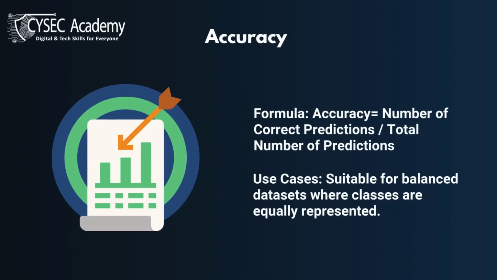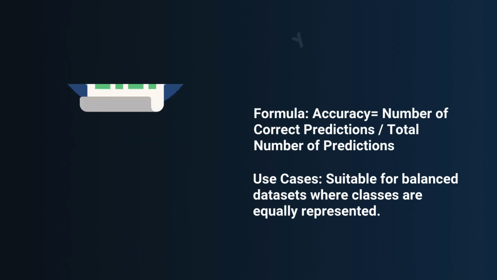1. Accuracy. Accuracy measures the proportion of correct classifications, but can be misleading with imbalanced classes. It is a commonly used metric for classification tasks and provides a general indication of model performance. 1. Formula. Accuracy equals number of correct predictions / total number of predictions. 2. Use cases. Suitable for balanced datasets where classes are equally represented.